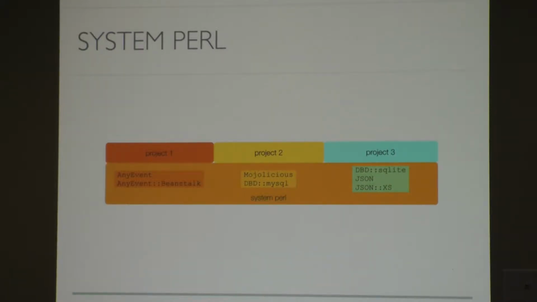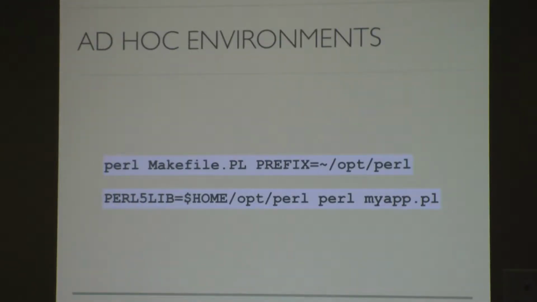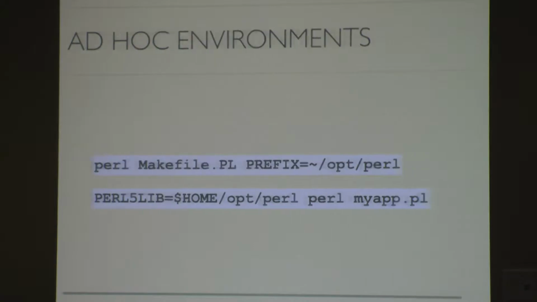If you're like me, you create what's called an ad hoc environment. This is as old as Perl 5 itself. You have to build your own thing, and it's not too hard. You run Perl Makefile.PL and give it PREFIX as a command line option. Here, we're installing into /opt/perl in your home directory, so you don't have to be root, which is nice. And then you have to set your PERL5LIB environment variable, and then you can run your application. So that looks like this.